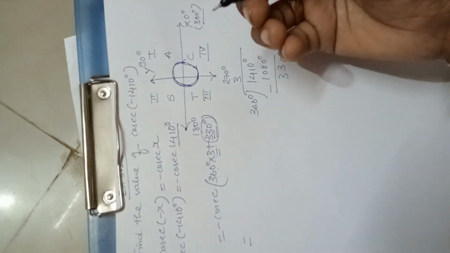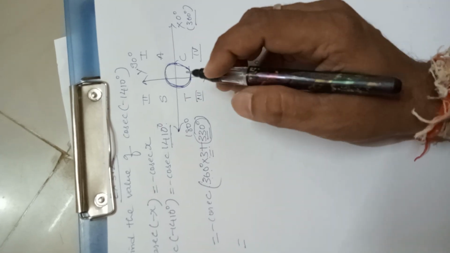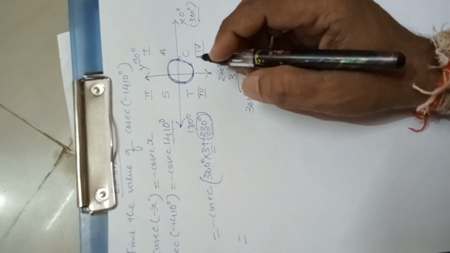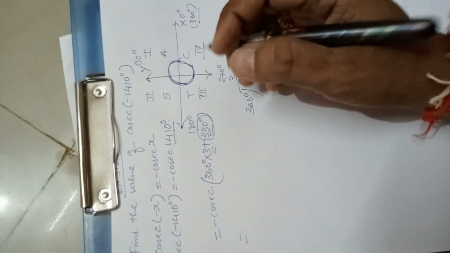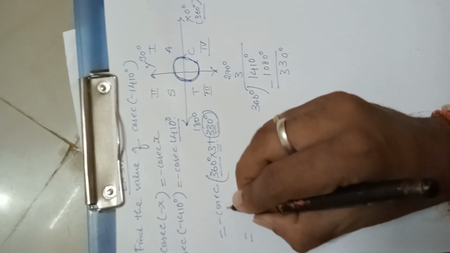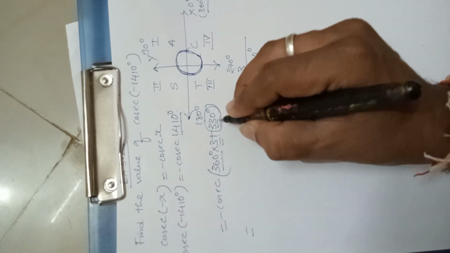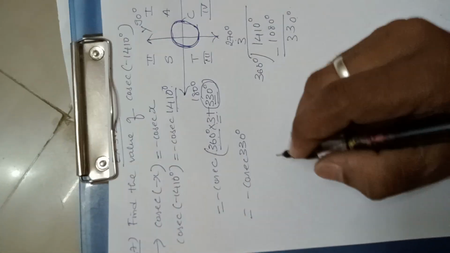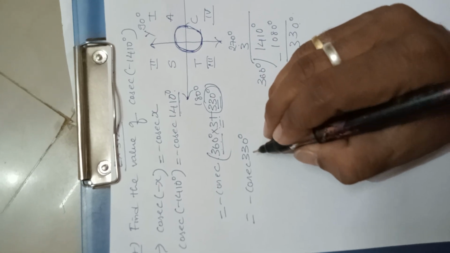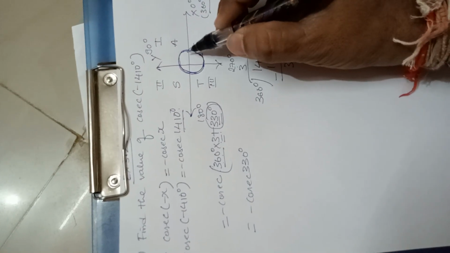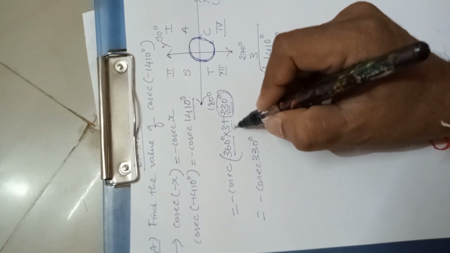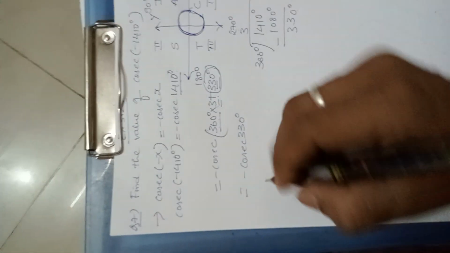Because the value of cosecant or any trigonometric ratio will repeat after n multiples of 360 degrees, we can write cosecant of 360 into 3 plus 330 as minus cosecant 330 degrees. Here it has completed 3 rotations. In fact, it is applicable for any odd number of rotations. So we can just write a statement which will be helpful in solving other problems as well.